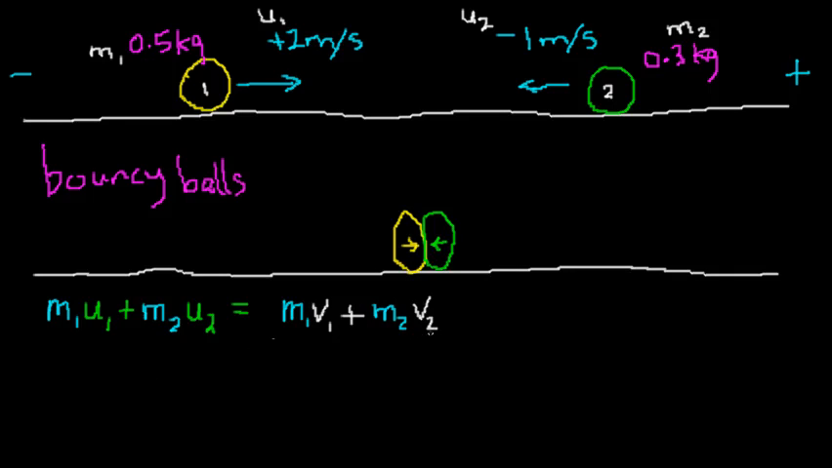Now what I'm going to do is group momenta for the same ball. For the yellow ball before and after colliding, I'm going to group those two together, and I'm going to group the momenta for the green ball together, meaning that I'm going to rearrange them. Okay, here's what I'm going to do.